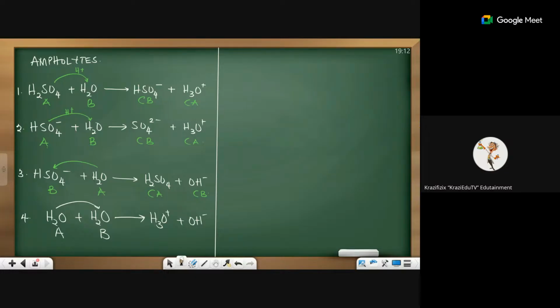So there are certain substances that act as both acids and bases. Those substances are called ampholytes. So that's the investigation that we did. Ampholytes are substances that can act as both what? Acids and bases. An ampholyte.